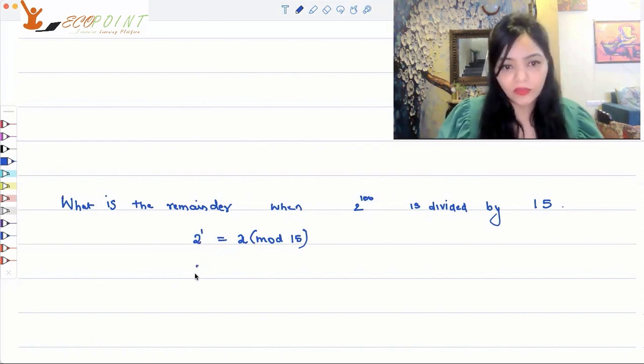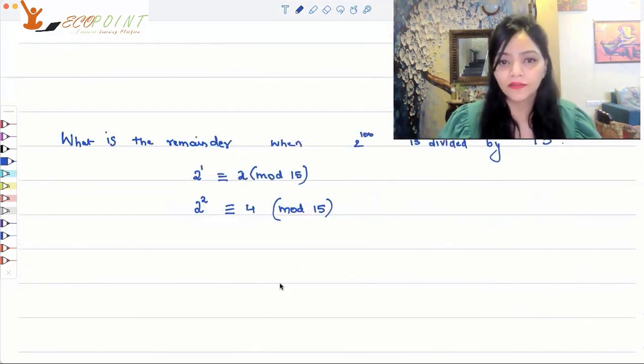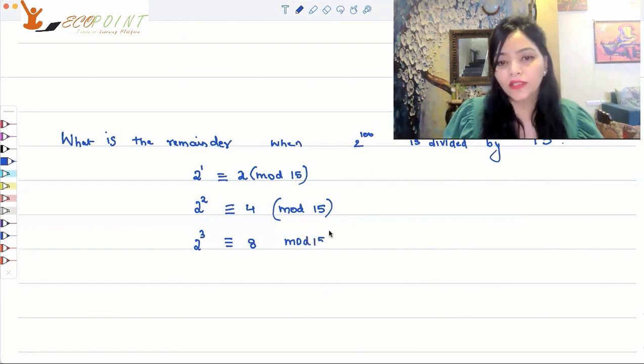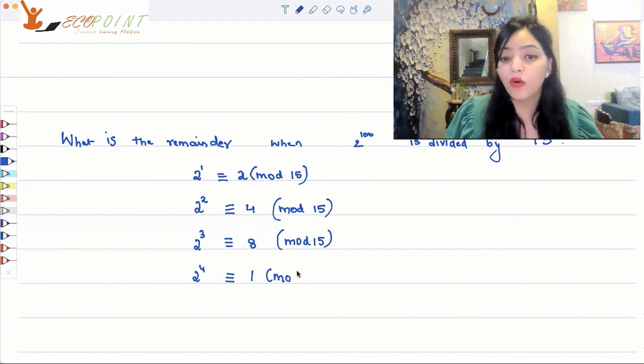Now similarly, 2 to the power 2 is congruent to, not equal to, congruent to 4 mod 15, because again 4 is lesser than 15. Now 2 to the power 3 is congruent to 8 mod 15, because again 8 is smaller than 15. But now you have 2 to the power 4. What is the remainder left when you divide 2 to the power 4, which is 16, by 15? 16 divided by 15 will give you remainder 1. So it's congruent to 1 mod 15.